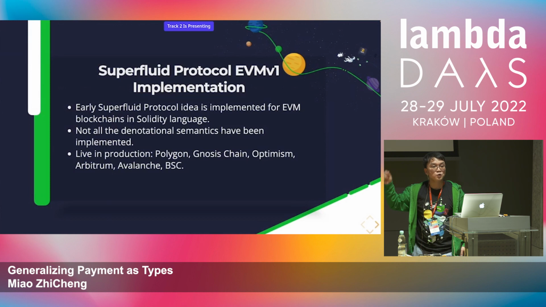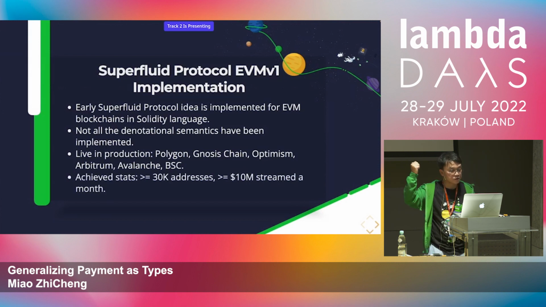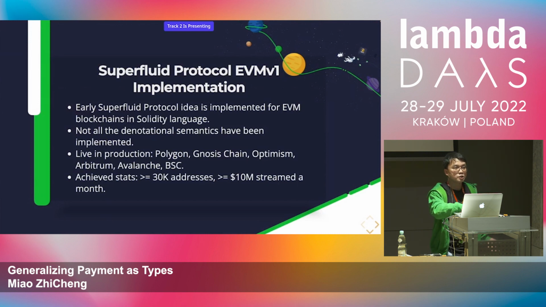All the one-to-one constant, one-to-one instant, one-to-one flow are all implemented. Even one-to-n splitting of instant payment is also implemented. Also we achieve things like $10 million streamed a month, 30K addresses in the system. So that's our achievement so far.